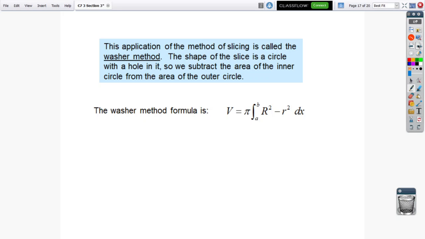I will point out that there is another method that you could use to find volumes like this. It is called the shell method. I'm not going to teach the shell method because every single problem that is on the AP test, we are told that you can solve using the washer method. So if you want to go out and look for the shell method, it's fun, but you don't have to do it.